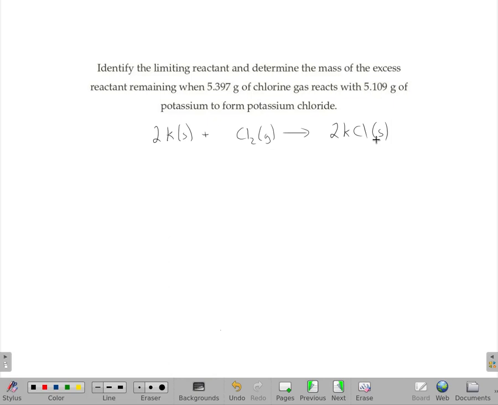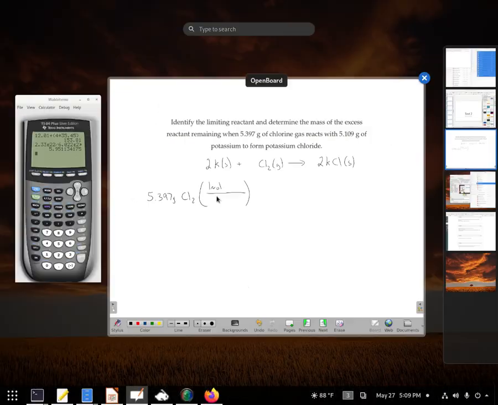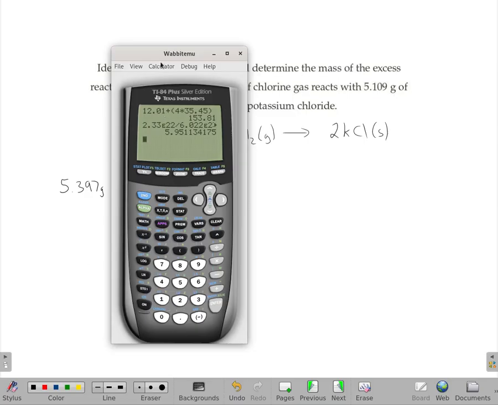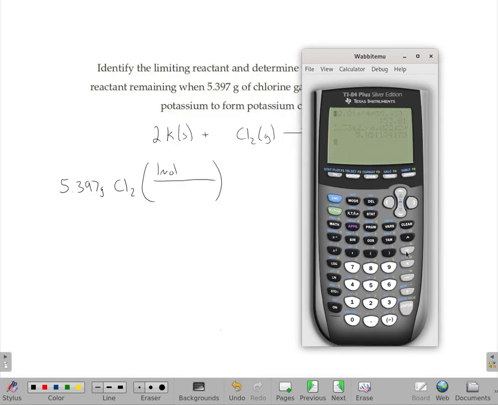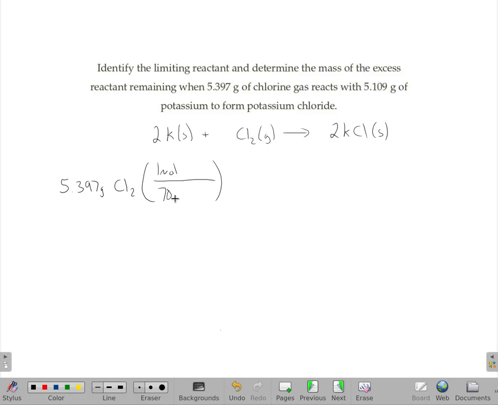All right, now I want to find out which is my limiting reagent. And I'm going to do the strategy of just choosing one of these at random and seeing if it is enough to use up the other one. So I'm going to use the 5.397 grams of chlorine because it comes first in the question. All right, so I'm going to convert that into moles using the molecular weight of chlorine. 35.45 times 2, got a molecular weight for a chlorine molecule of 70.90.